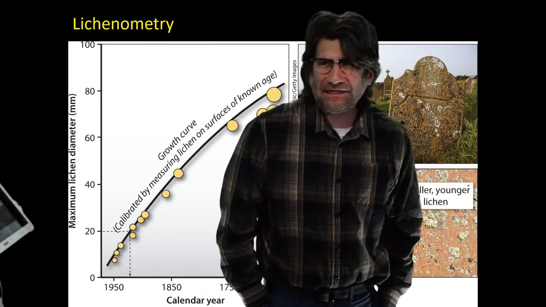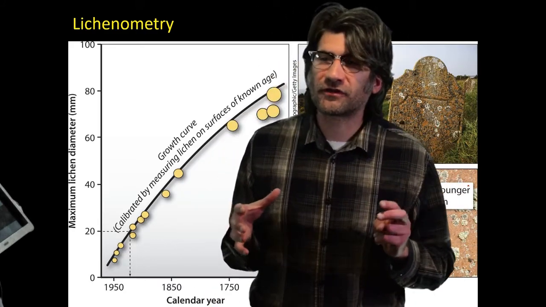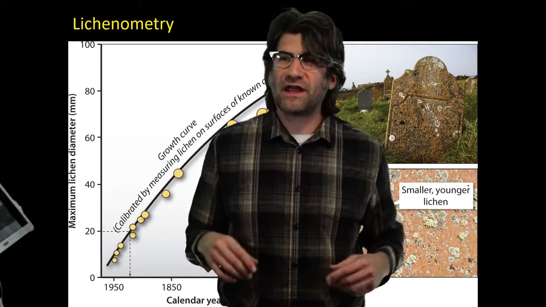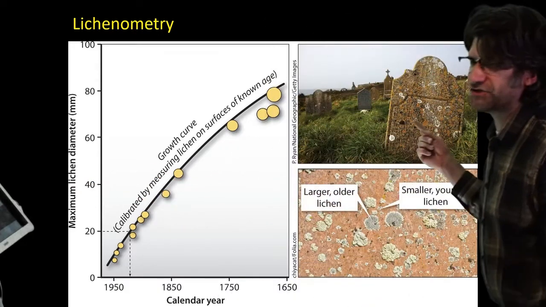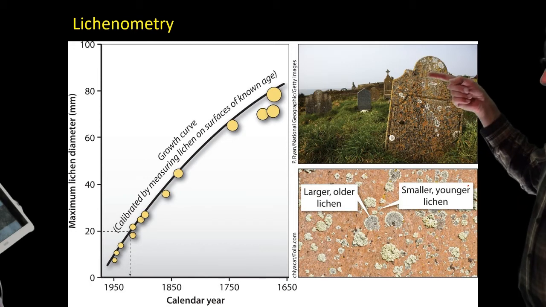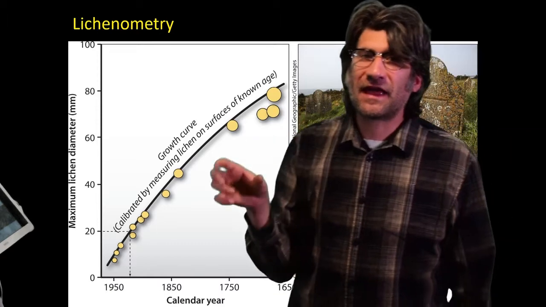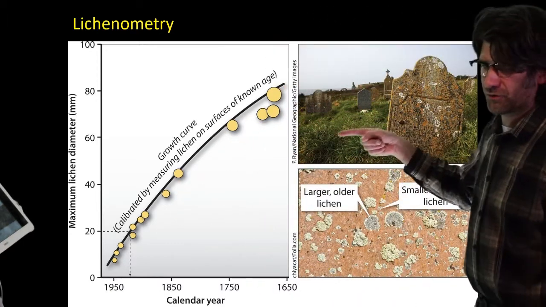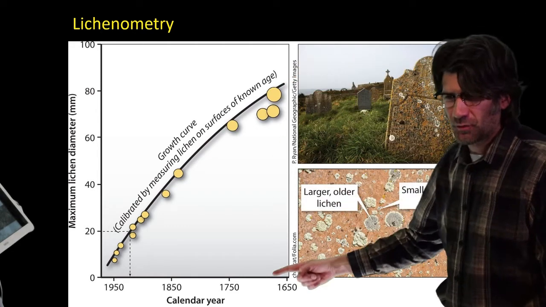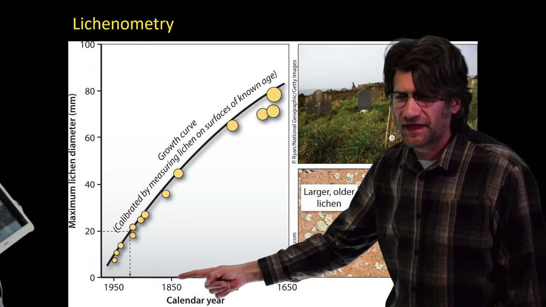This idea of calibrated ages with lichens is called lichenometry. Essentially how this works is you find lichens of a certain size, and then you find them on a surface with a known age. Well, how do you find a surface with a known age? Go to a graveyard, right? These headstones will have ages on them. That can tell us that, say, this tombstone was put out in 1650 versus a tombstone that's only been out in the graveyard since 1850.